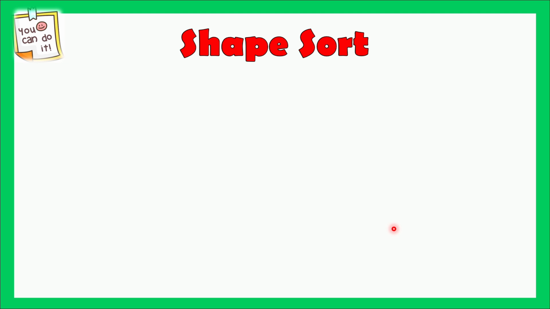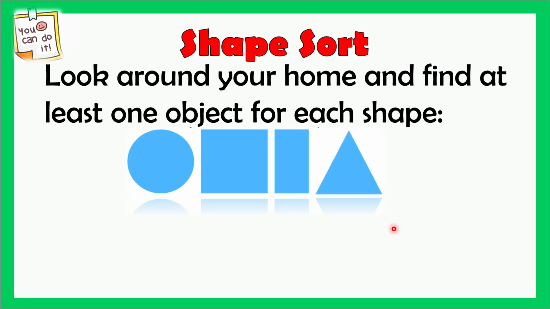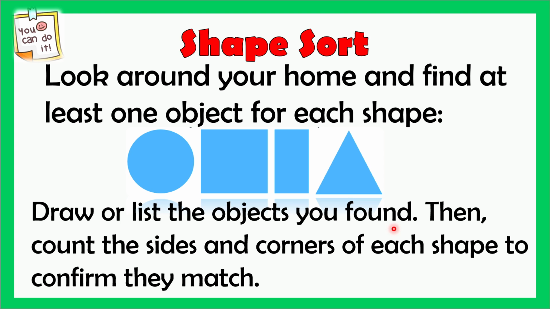The next is shape search. Look around your home and find at least one object for each shape: a circle, a square, a rectangle, and a triangle. Draw or list the objects you found. Then, count the sides and corners of each shape to confirm they match. It's either a rectangle in shape, a triangle, a square, or even a circle.